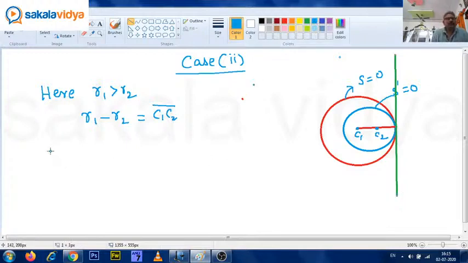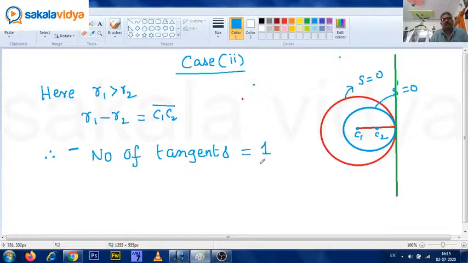So therefore, in this case, the number of tangents that can be drawn is equal to one tangent.